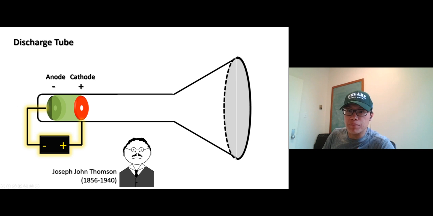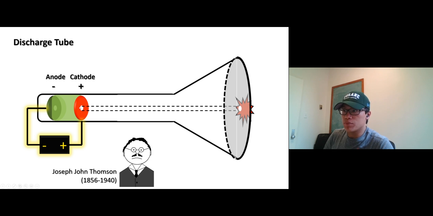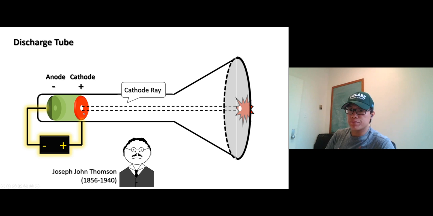All right, so what happened is he found out that once he did this, atoms got broken apart. Proton, neutron, electron, but they don't know yet what's going on in there. JJ Thomson found that there is a particle coming out from the cathode, which is the negative end, and he called it a cathode ray.